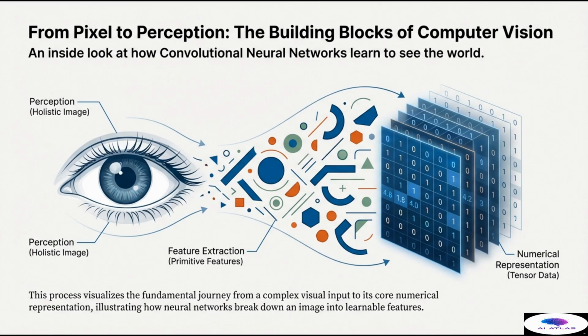We are going to explore the building blocks of this mechanism, learning how neural networks dismantle a complex visual scene into fundamental, learnable components, enabling tasks from simple object identification to autonomous driving. Understanding this transformation is key to mastering modern deep learning.